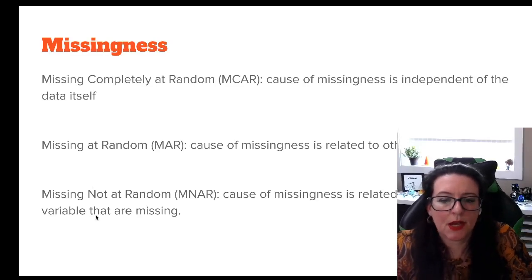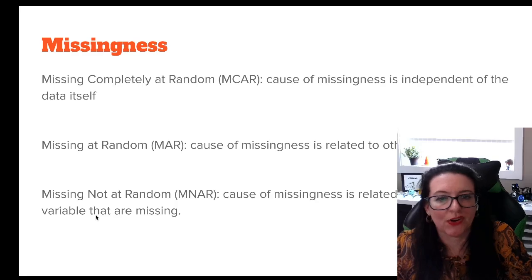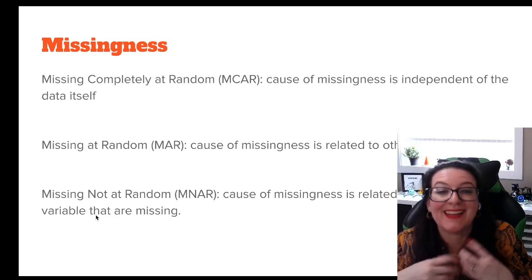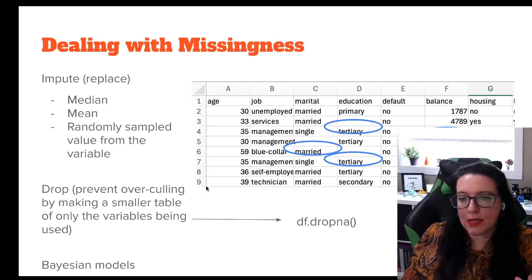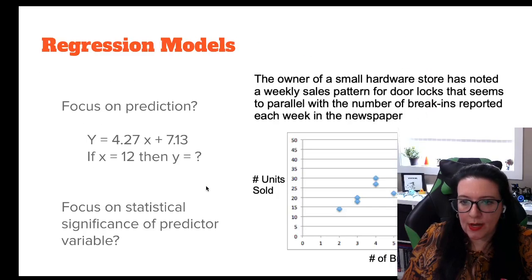So we're continuing our discussion about how to deal with missingness. And again, missing completely at random is where the cause of the missingness is independent of all the variables in our data set. Missing at random, it's related to another variable. Missing not at random, it's related to the variable that is missing.